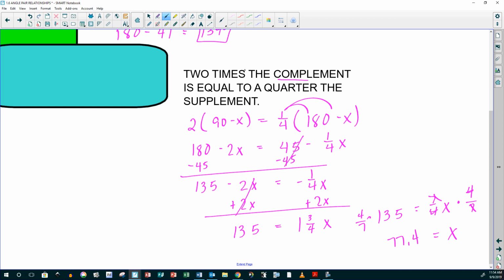So 2 times the complement is equal to a quarter of the supplement. So that means that the complement is 77.4. So I would subtract that from 90 to get that answer, and then subtract it from 180 to get the supplement. Okay, so the angle they're talking about is 77.4 degrees. That's the angle they're talking about. Okay, so you're going to see some problems like that in the assignment where you have to interpret your word problems.